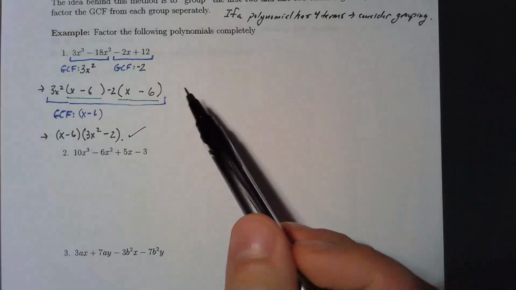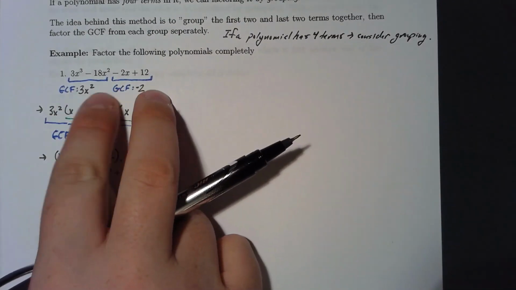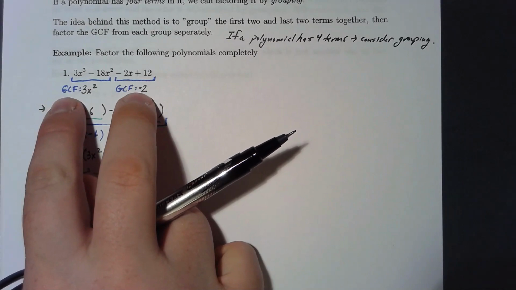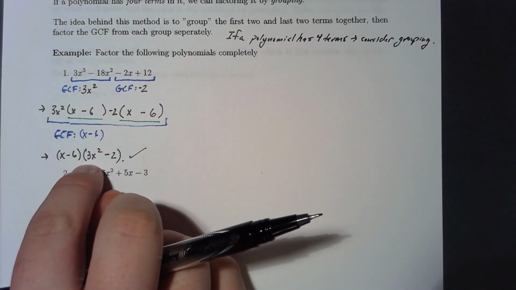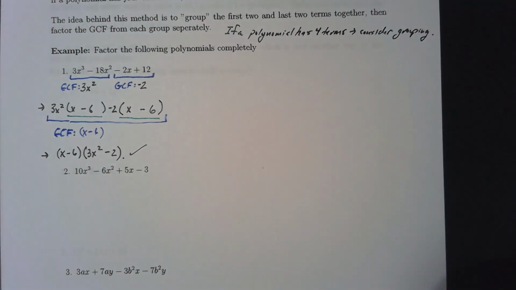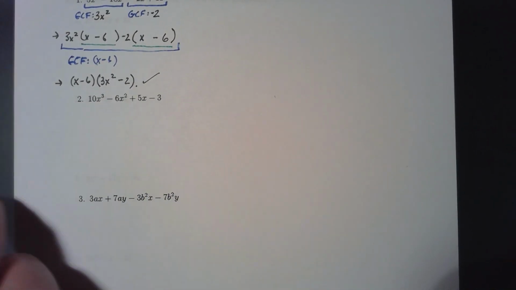And that right there is the whole process of factoring by grouping. Just group the first two and second two terms separately, factor the GCF out of each one, then factor that common factor out of the whole thing to get your factored polynomial. So the best way to do this is to practice it.